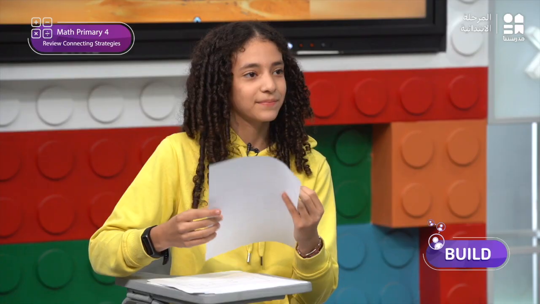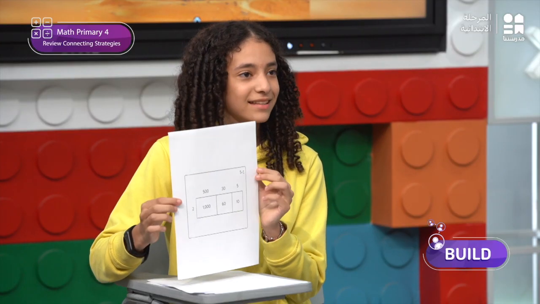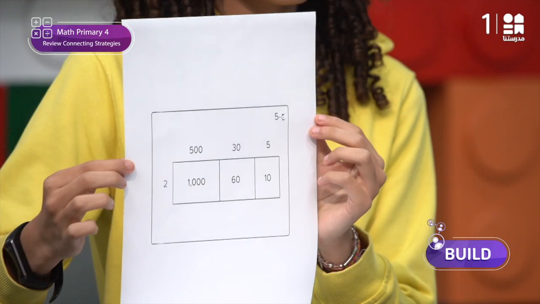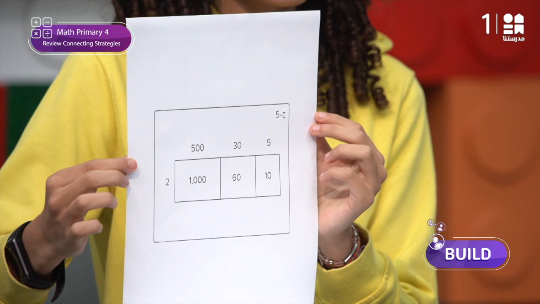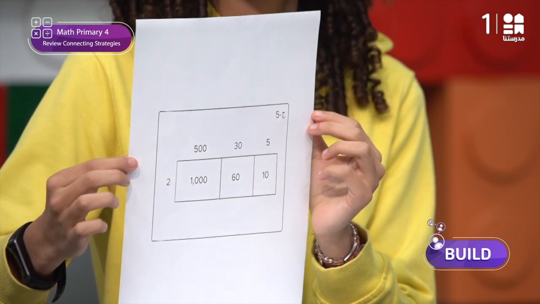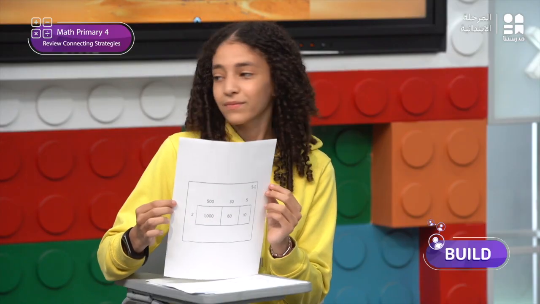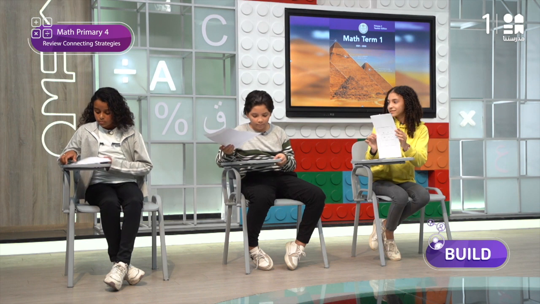Okay, you choose one card. Show me your problem. This is 500 plus 30 plus 5. Now, can you show your friends, your friend Adam first? Look at Adam very carefully, because he will choose a matching card.